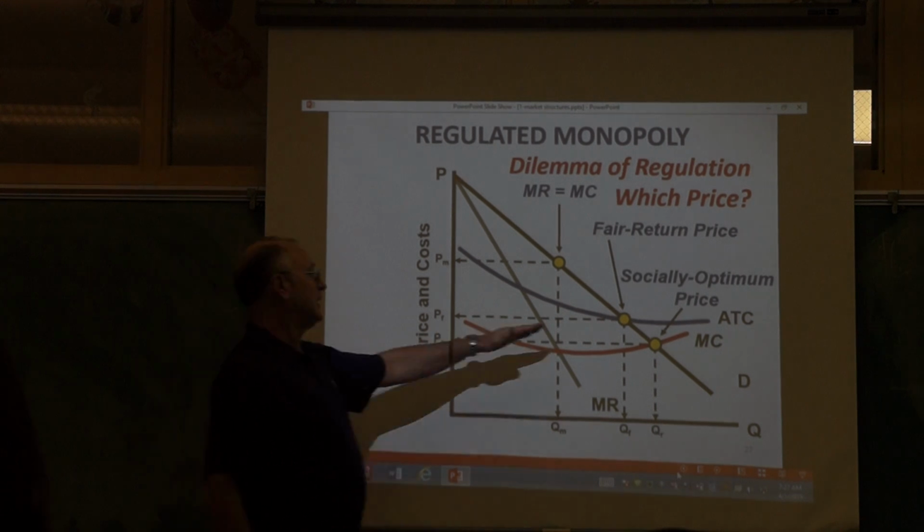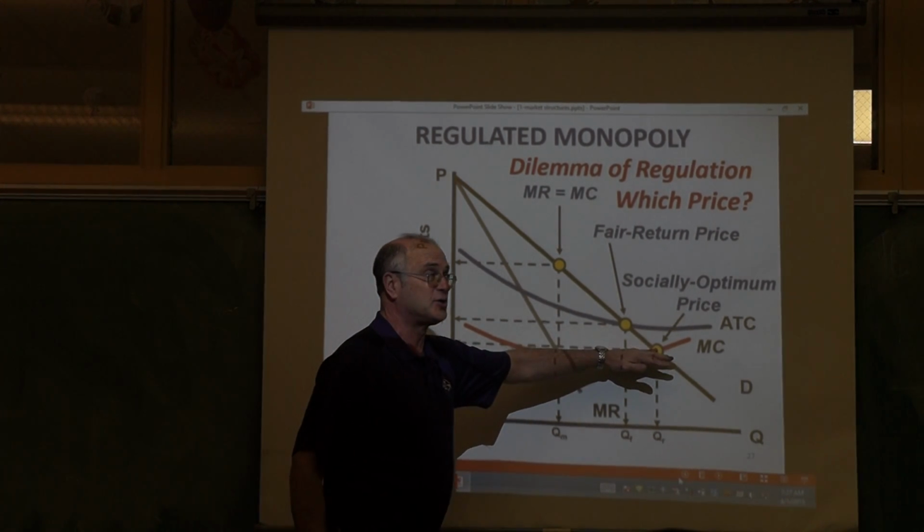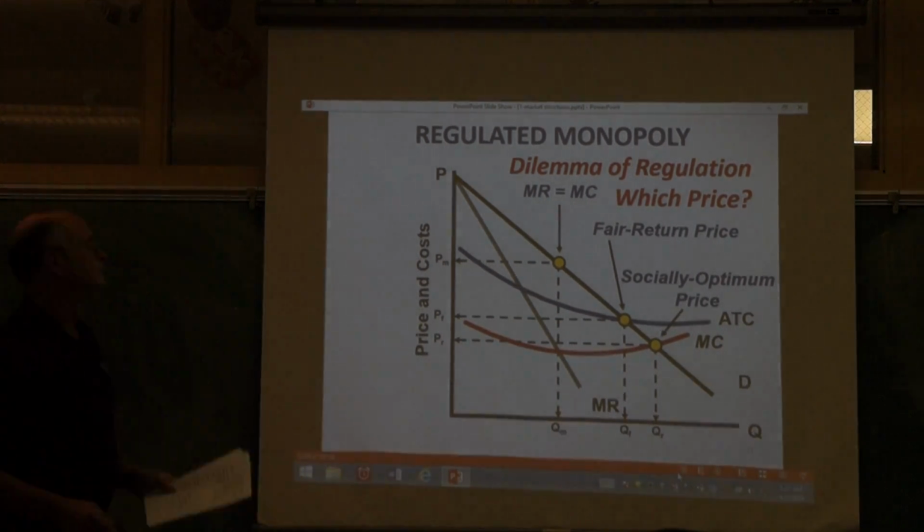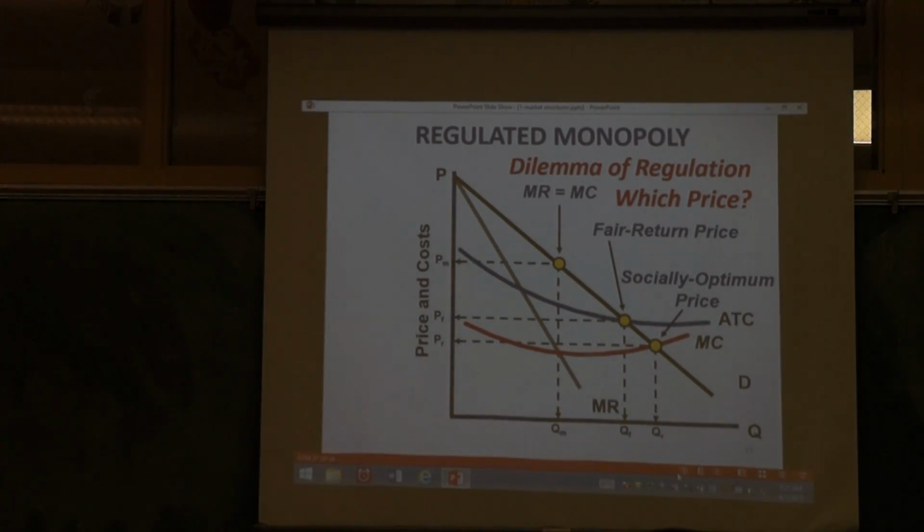So usually, either if they make this price here, government subsidizes, or they'll go for the fair return. You're just giving the aggregate supply and aggregate demand analysis.